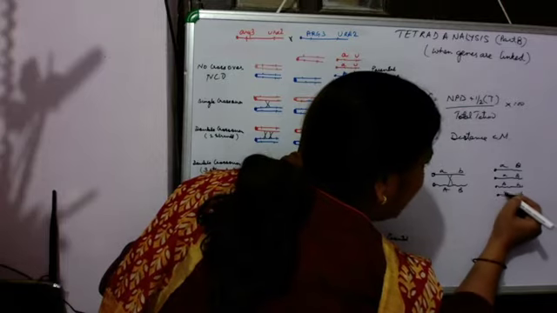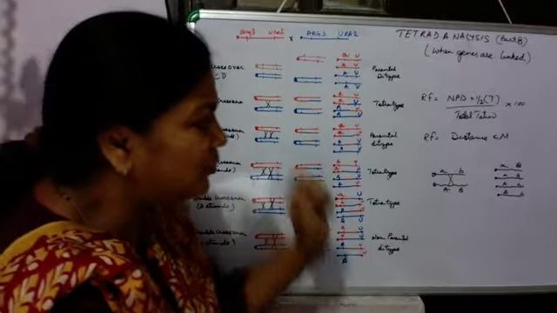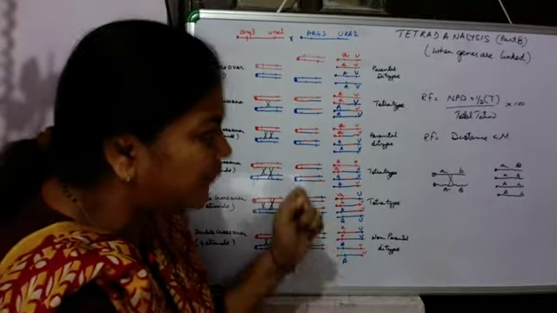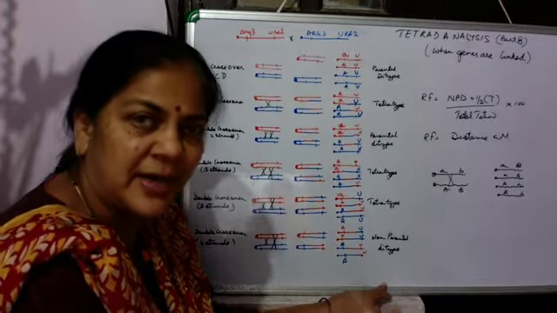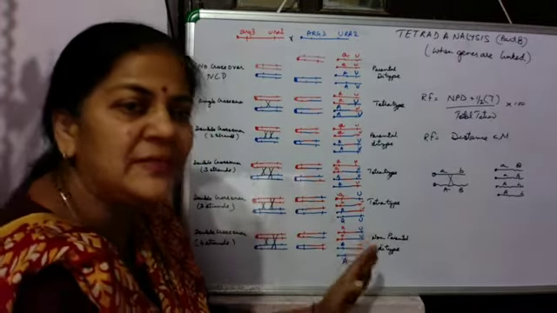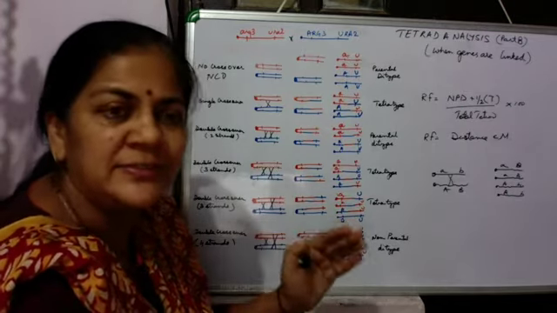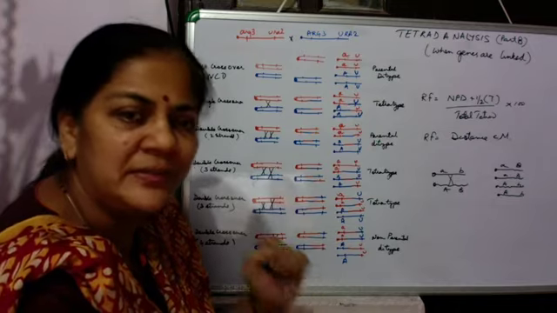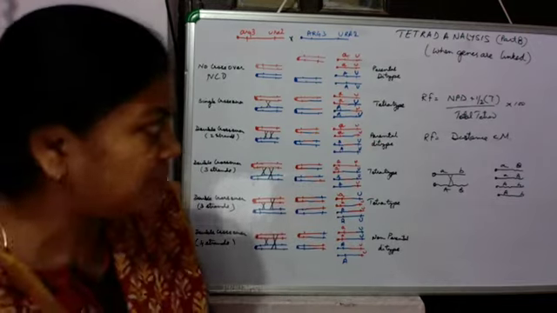So this is a non-parental ditype. If recombination takes place before replication, the number of NPD will be much higher compared to other tetrads. But we know that NPD is always much less. Therefore, this proved that recombination takes place after replication has taken place, not before replication.